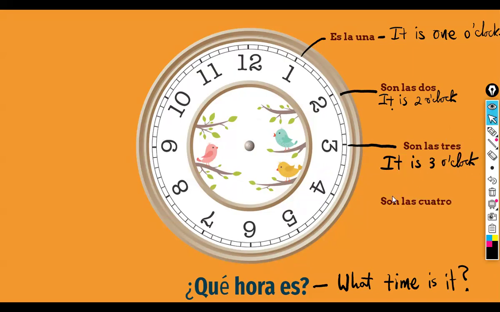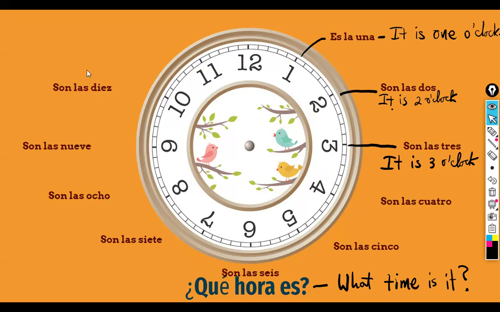Son las cuatro, son las cinco, son las seis, son las siete, son las ocho, son las nueve, son las diez, son las once, son las doce, right? So there are two expressions that we need to remember. Well, three if you count the question. And the two expressions to tell the time, if by chance you're meeting this first, but if you've met it already, then you know this, right?